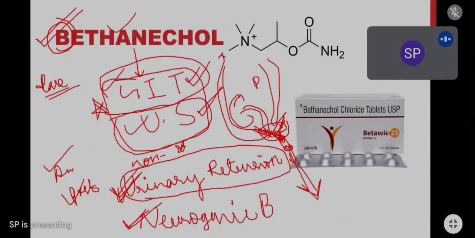Bleeding can be seen in the urination. Many problems can occur. Here, if anybody has obstruction, we have to first clear the obstruction, and after that, we can go with bethanechol. You should not forget that point. And next, there is one more important indication for bethanechol, which is associated with the GI tract.